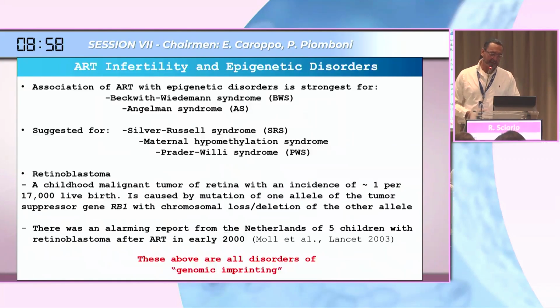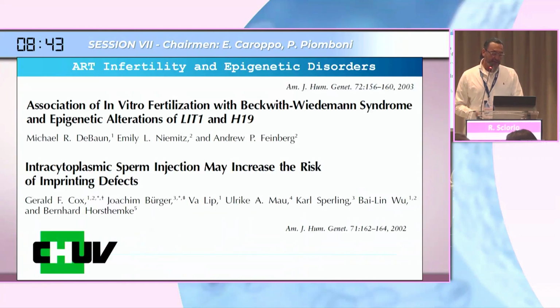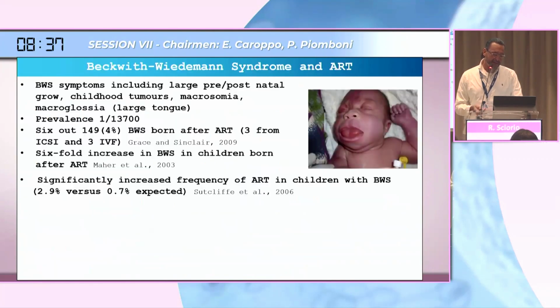So these are the main syndromes of genomic imprinting: the Angelman syndrome, Beckwith-Wiedemann syndrome, Silver-Russell, Prader-Willi, and maternal hypomethylation syndrome. These are the initial studies, the one from Gerald Cox in 2002, but there are many other studies which I'm going to show later on.